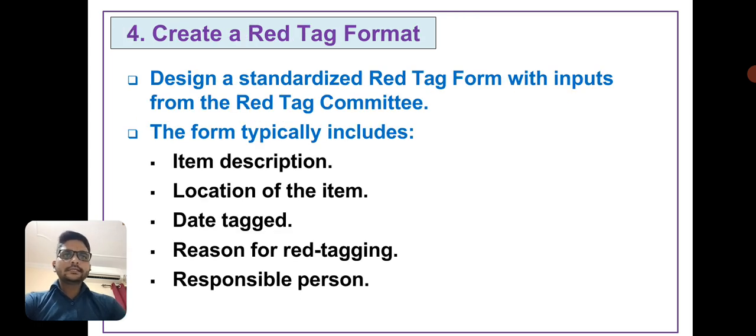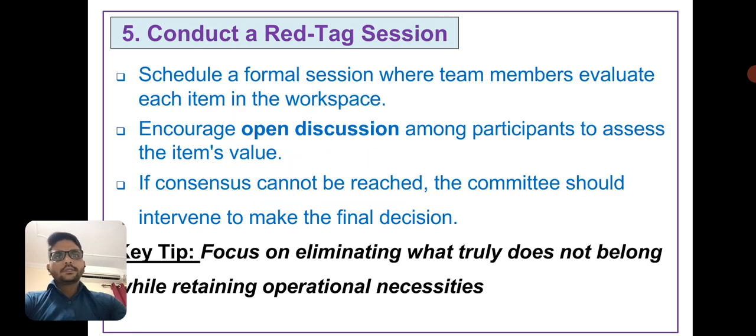And create a red tag format, which means we need to design a standardized red tag format with the red tag committee's input. After that we need to define a red tag format in which the item description, location of the item, tag date, reason for the tagging, and responsible person's name should be mentioned.